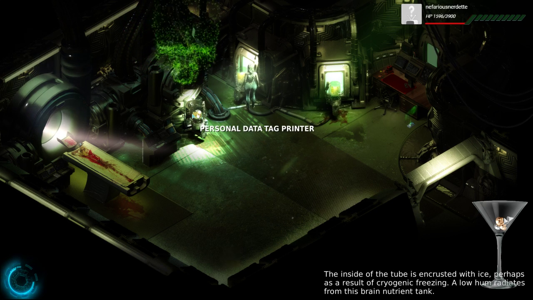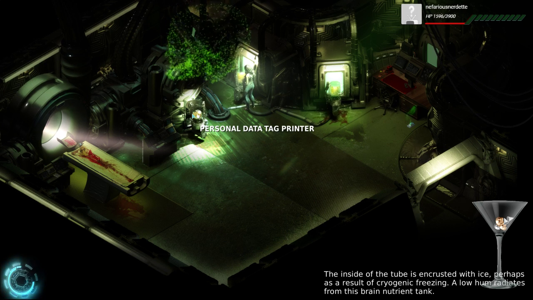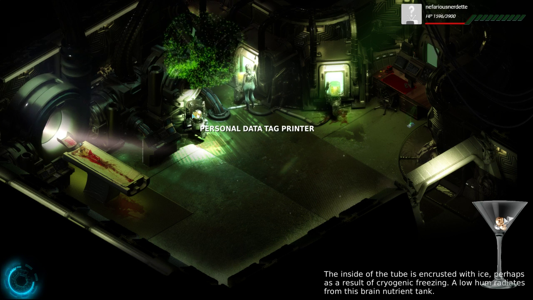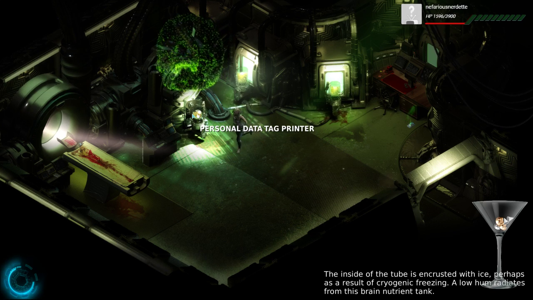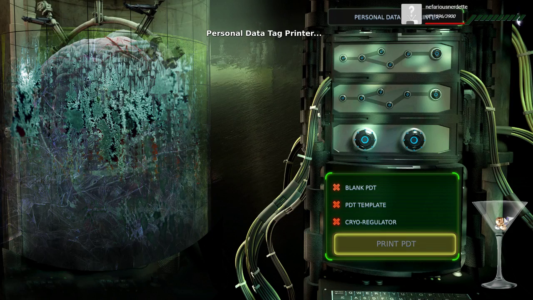Personal data tag printer. Oh, PDT. The inside of the tube is encrusted with ice, perhaps as a result of cryogenic freezing. A low hum radiates from the spray nutrient tank. Personal data tag printer. PDT. This must be how they're making the security tags. There must be an easier way. This facility seems to do things the hard way.